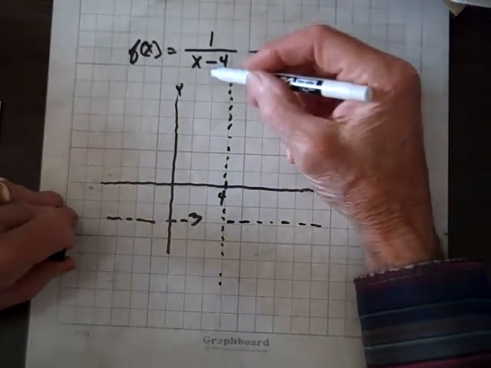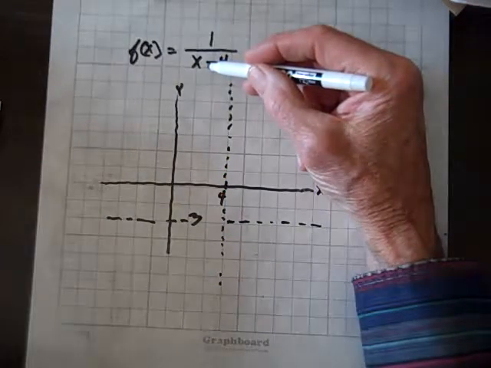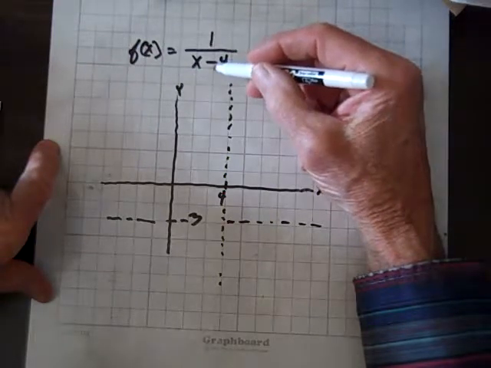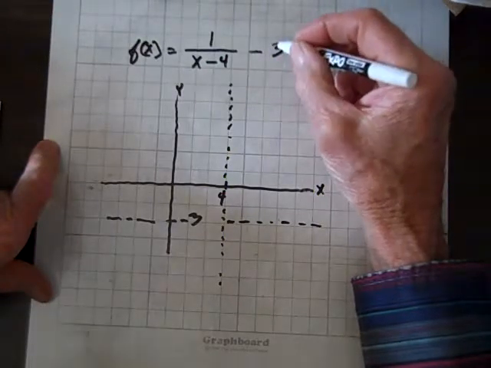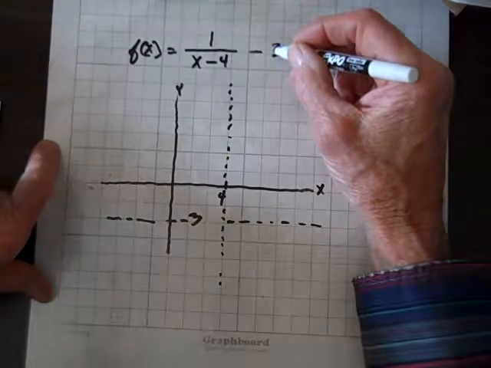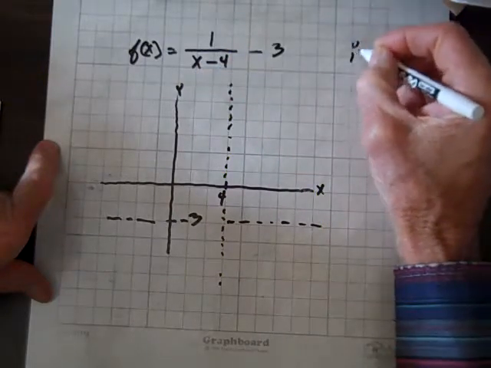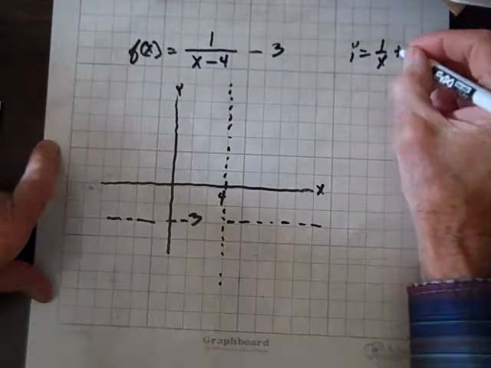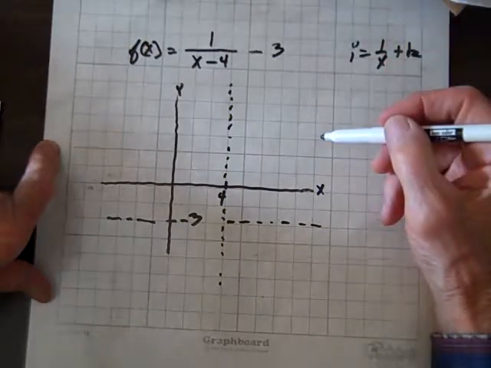In other words, whatever's here impacted the vertical asymptote, and whatever's in this position impacts the constant term. In other words, it shifts the graph up and down. Here we shifted the graph of y equals 1 over x over 4 units. If we put a plus k here, then that k shifts the entire graph up or down.